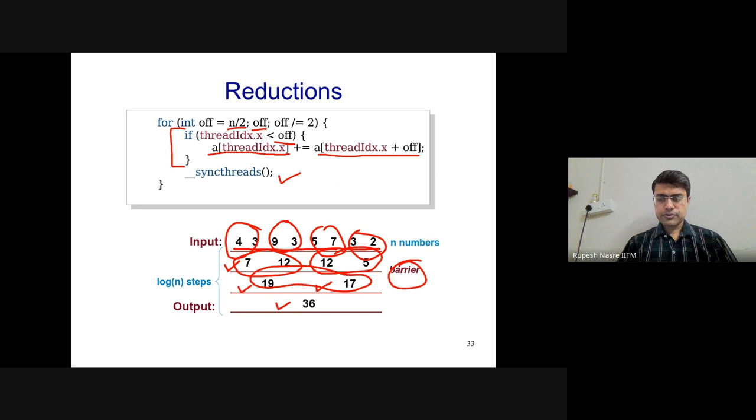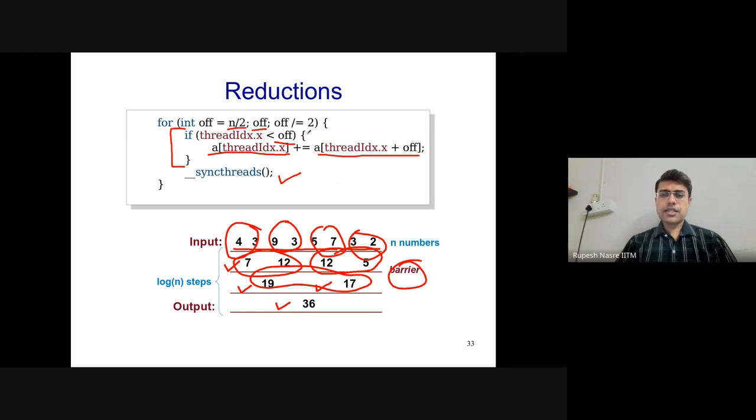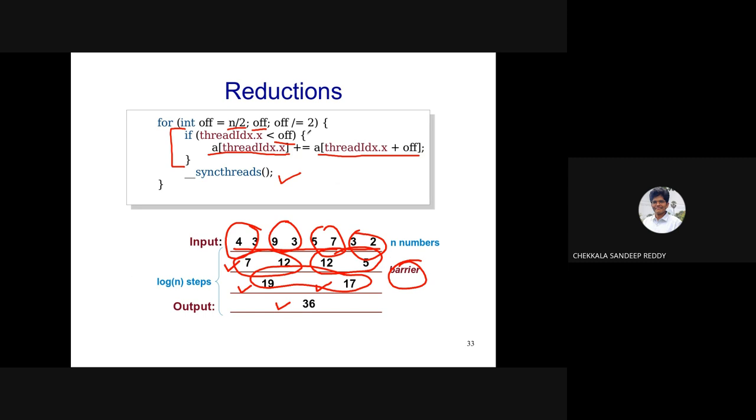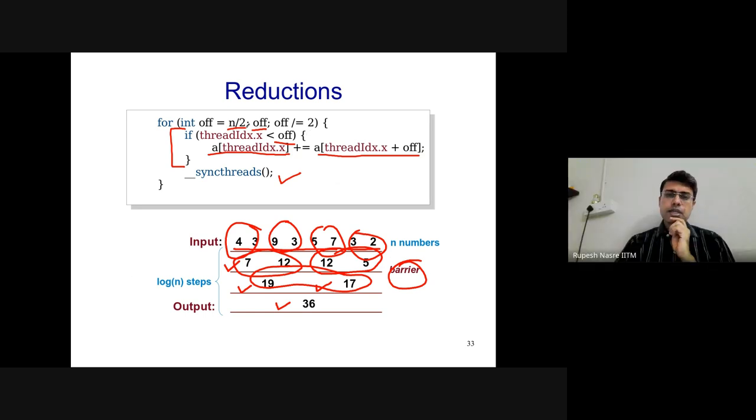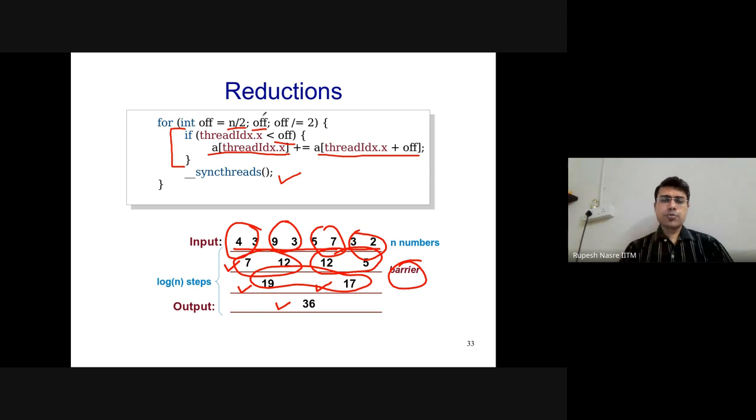Yes, Sandeep. So what is the condition, sir? Like in the for loop? This condition says which threads are active. No, this one, it just says off greater than zero. Okay. Yeah. So as long as off is positive, it needs to go on doing.